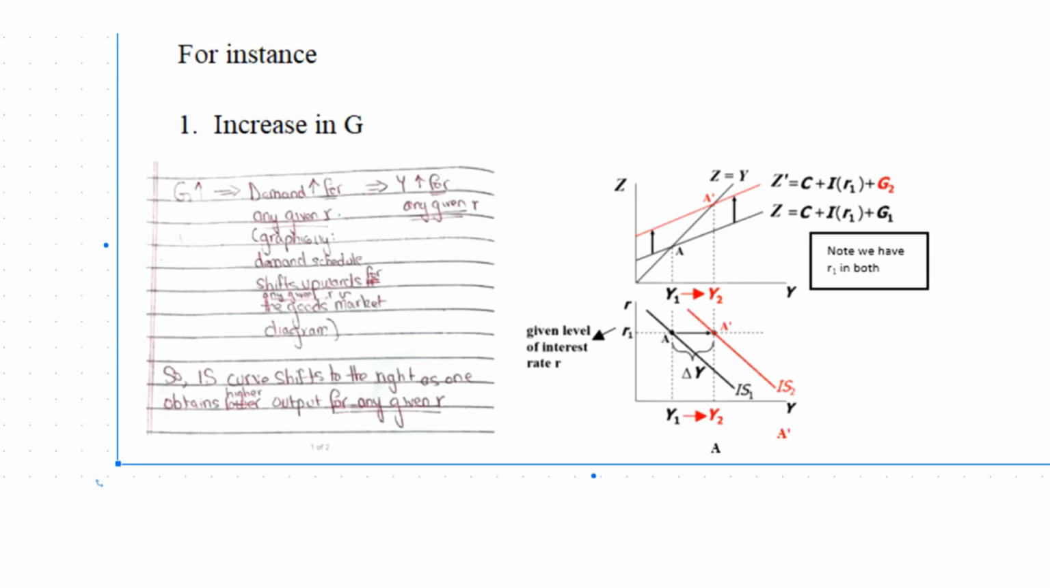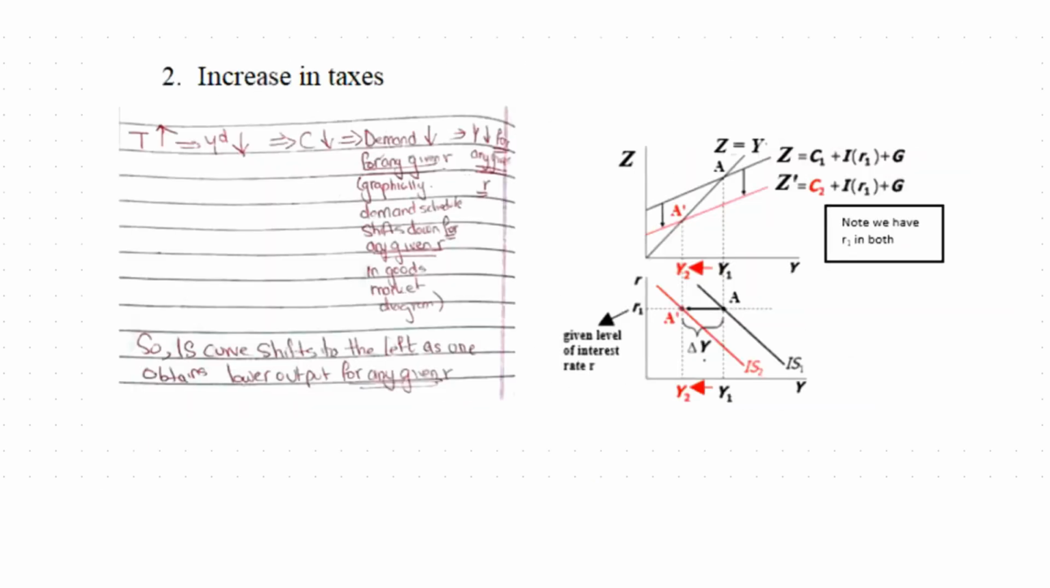Let's look at another example. Say we have an increase in taxes now. When taxes increase, disposable income decreases, that decreases consumption, and as a result, demand decreases for any given R. So graphically, the demand schedule shifts down for any given R, right? Like here we can see we have R1 in both. So as a result of this, Y decreases for any given R. We can see over here, the demand schedule shifted down, Y decreased for any given R, although here we're just showing it for R equal to R1, but this is true for any given R. Now we have a lower level of output. So the IS curve shifts to the left as one obtains lower output for any given R.